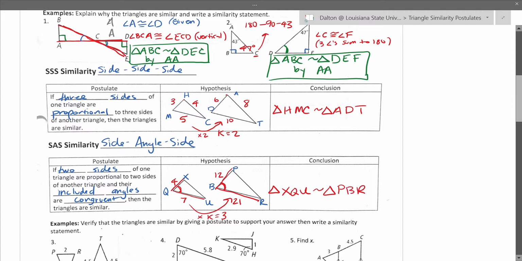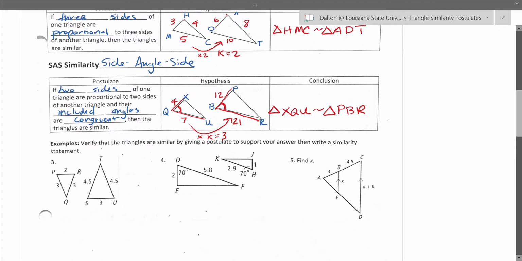So let's do some examples to practice what this looks like. Verify that the triangles are similar by giving a postulate to support your answer, then write a similarity statement. Notice the directions are claiming that the triangles are definitely similar, so there's not going to be any trick to trip you up. I just want to know what postulate supports your answer. So for number 3, when it says verify, that's another word for prove.